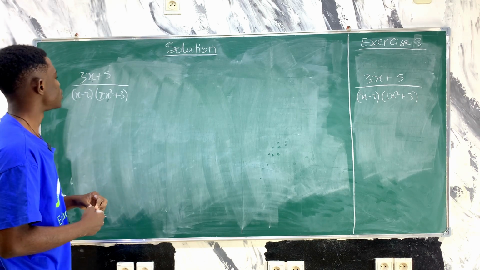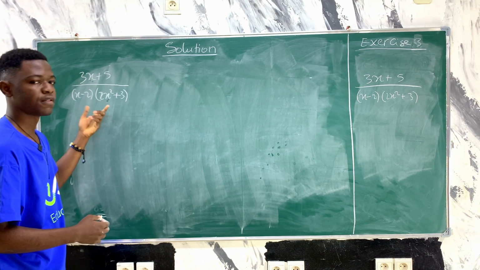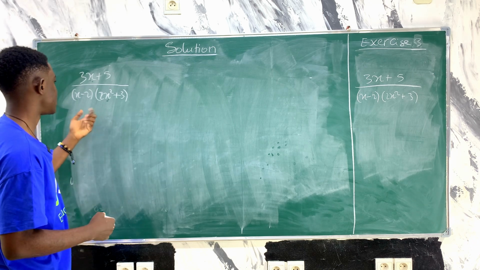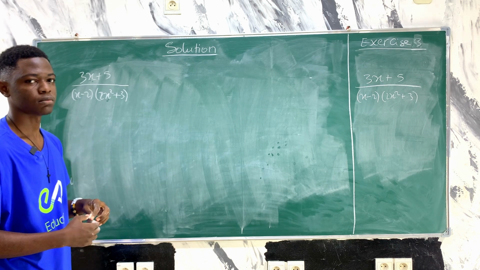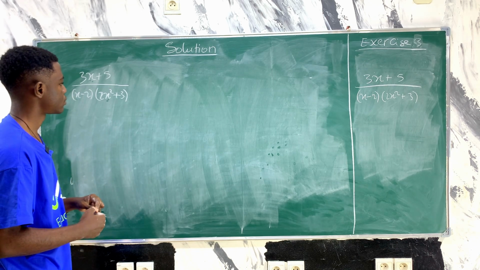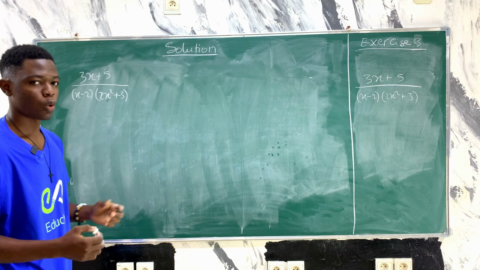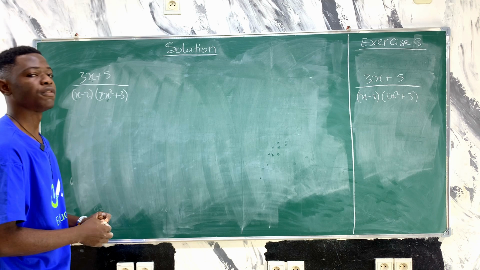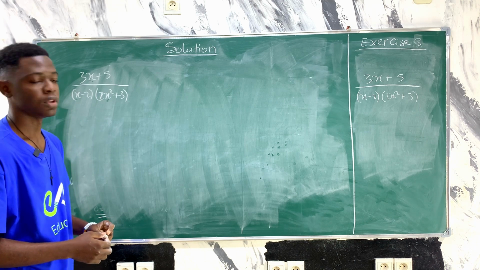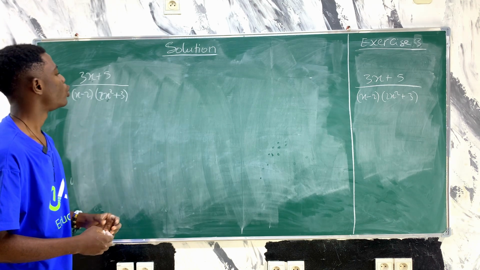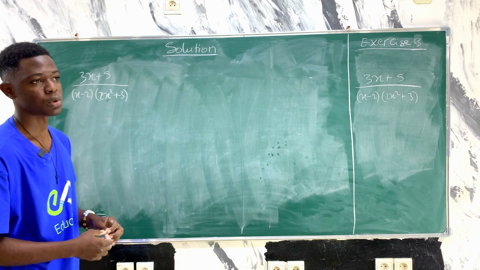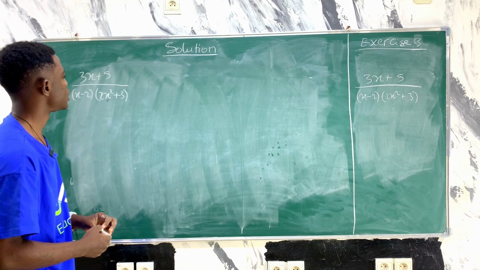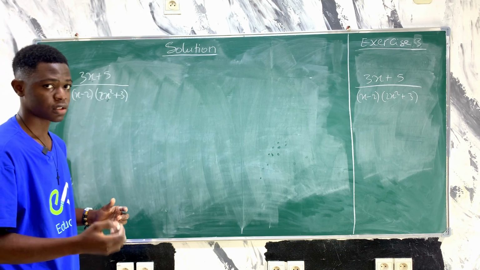The second one is to check if the denominator is factorized. Here we can see that the denominator is actually factorized. So we can move on, we can proceed. When the first two are done, then we start solving. We put it in the partial fraction form and start solving.